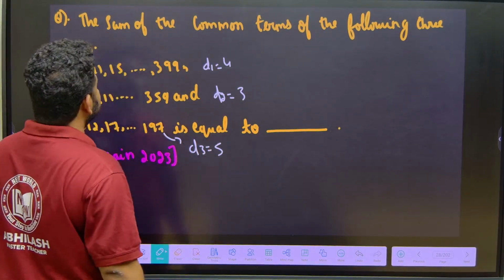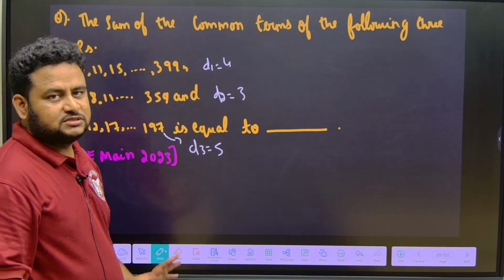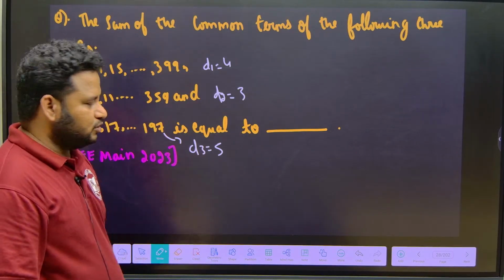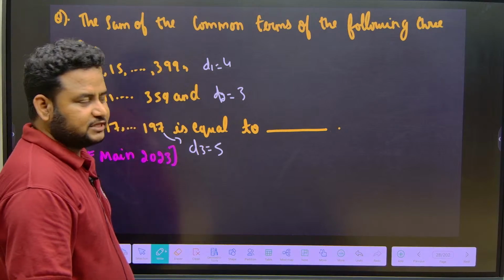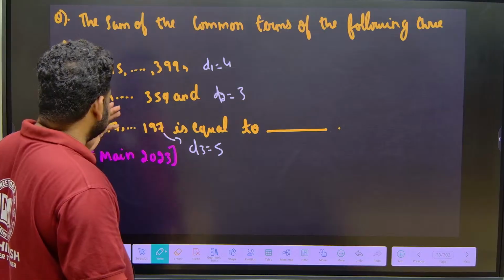So what are they telling us? The sum of the common terms of the following 3 APs. So we have to first find the common terms between the following 3 APs. Definitely, we cannot find them directly here, because there are different common differences. So what do we have to do?